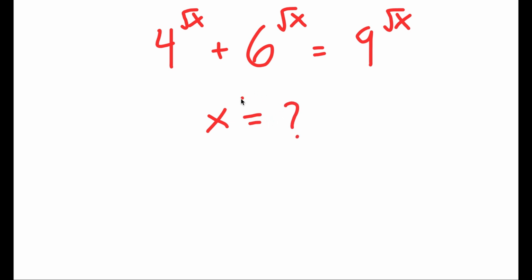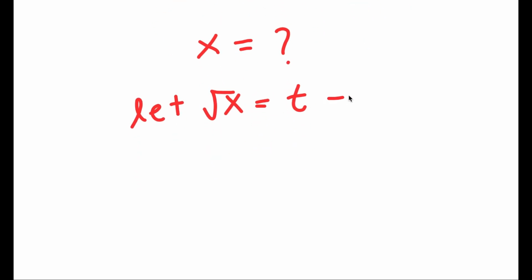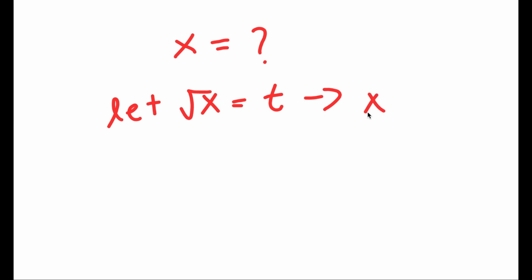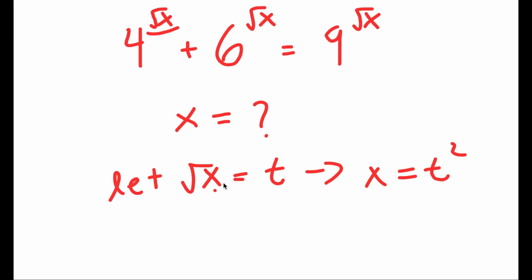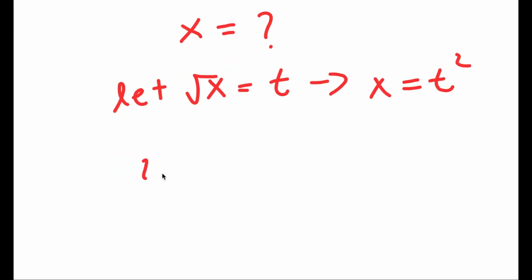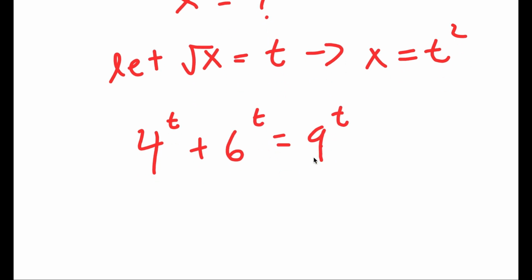So to find the value of x here, I'm going to let the square root of x equal to the variable t. This is just so that we can make this seem simpler to solve rather than having to deal with the square root of x. And this also means that x is equal to t squared. So if I substitute in t for the square root of x, I get 4 to the power of t plus 6 to the power of t is equal to 9 to the power of t.